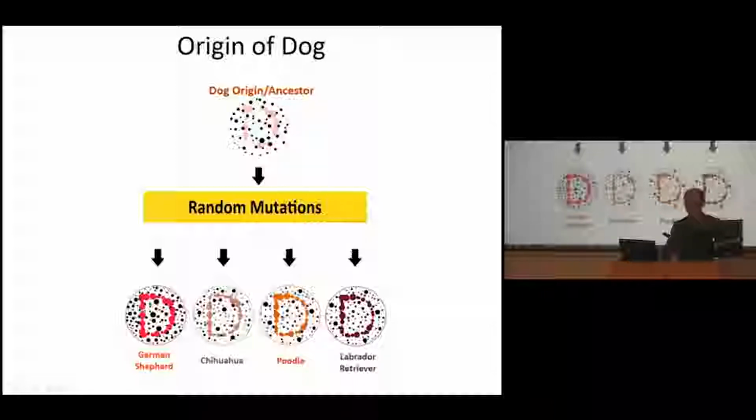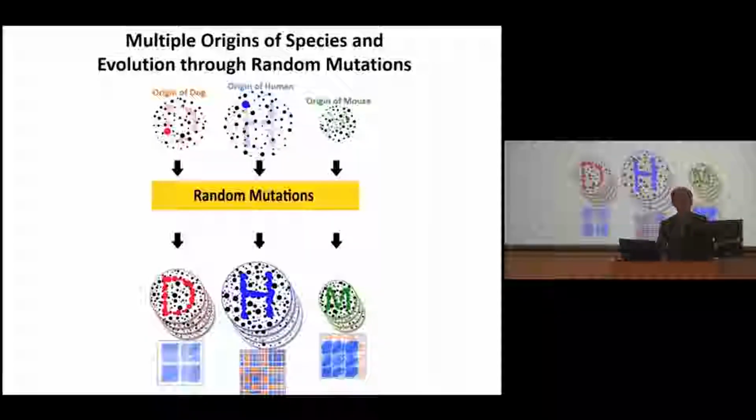I tried to put D there, if you can see it. And then over many years, random mutations, and now there's a German Shepherd, Chihuahua, Poodle, Retriever. So I'd like to propose that there might be an origin of dog, origin of humans, origin of mice as well. So there are multiple origins of species and evolution through random mutations within each species. Now we have the population of dogs and population of humans and population of mice.